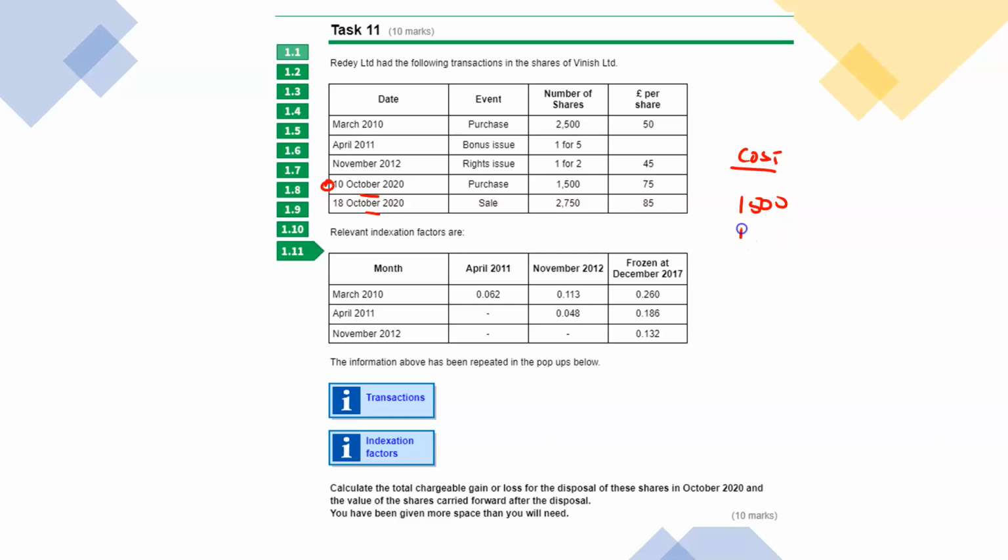So I'm looking for the cost of another 1,250 shares, because that's how I'm going to get the cost of 2,750 shares, right? I know what the sale is of those 2,750 shares. I know it at 85 pounds each, but now I need to know what the cost is of those 2,750 shares. So I'm going to take the 1,500 first, then I'm going to take the balance of that from that pool that I've been working on so far. So as far as the 1,500, that's the cost at 75 pounds. And then the pool of 1,250 is what I'm going to work on here.